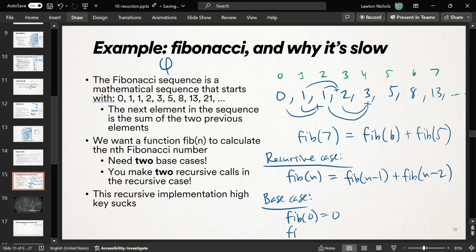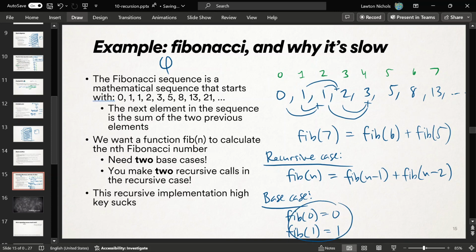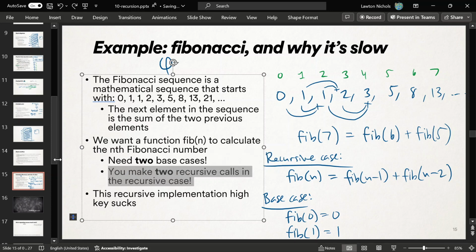But you need another base case for fib of 1 too. You have to say that fib of 1 immediately returns 1 as well, because if you were asked to find fib of 1 using the recursive case, it would try to add fib of 0, which exists, to fib of -1, which does not exist. So you can't run that recursive rule again. So you need two base cases. You got to start it off with two values. And then from then onwards, you can use the recursive case. That's the idea. So you need two base cases and two recursive calls in the recursive case. Remember that a recursive call is just you calling yourself on a smaller input.